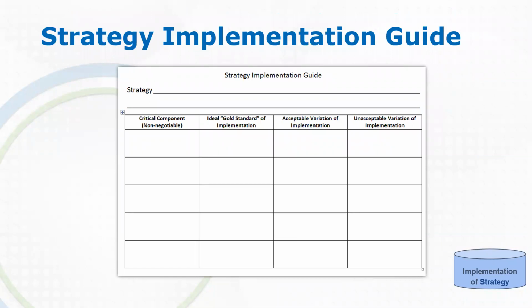So you'll notice in the first column, we're asked to identify the critical components of the strategy. And these are practices that, according to research or evidence, must be in place to be able to implement the strategy with fidelity. In the second column, we describe the expected behaviors regarding implementation of those components with the highest level of fidelity. Sometimes we refer to those as the gold standard. In the third column, we identify any acceptable variations. In other words, if we cannot implement at the level of the gold standard, acceptable variations are those that should still bring the desired results.